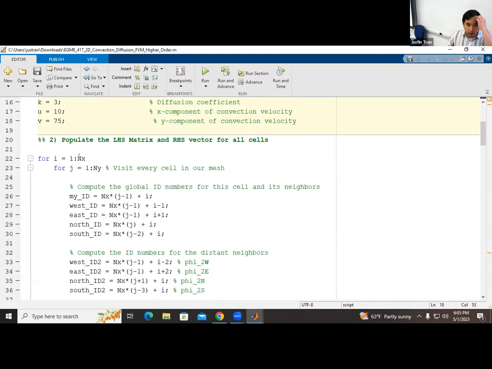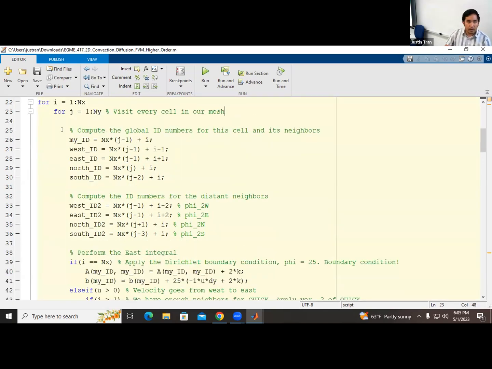So just like any finite volume code in 2D, we're going to visit every single cell. And so that's why we have our double for loop here, so our I and J loop. And in this section here, we're computing the ID numbers. This is no different. So we have my ID, west, east, north, and south. These are all the immediate neighbors.